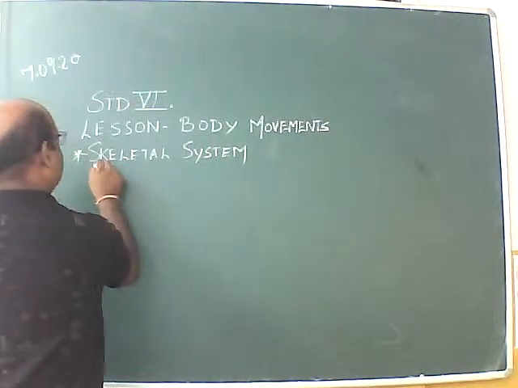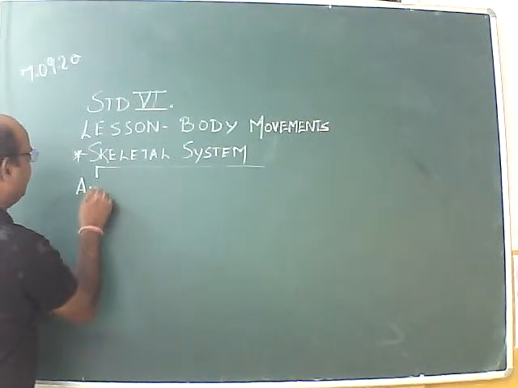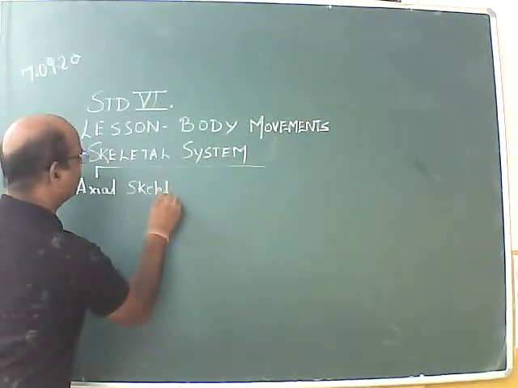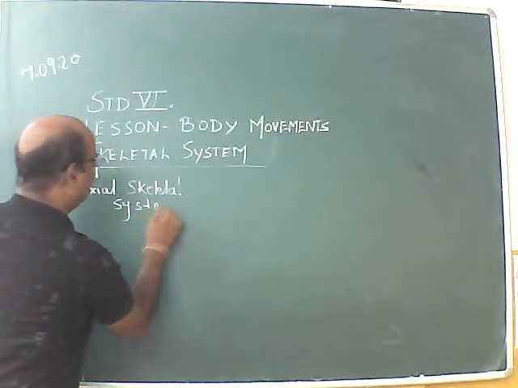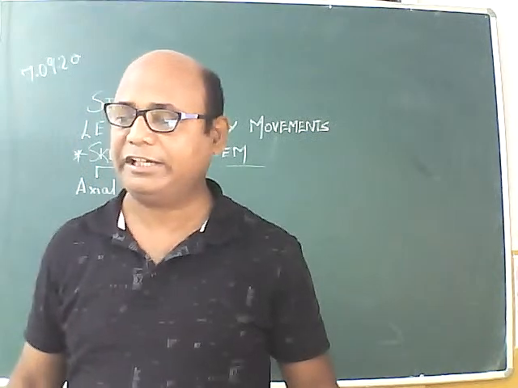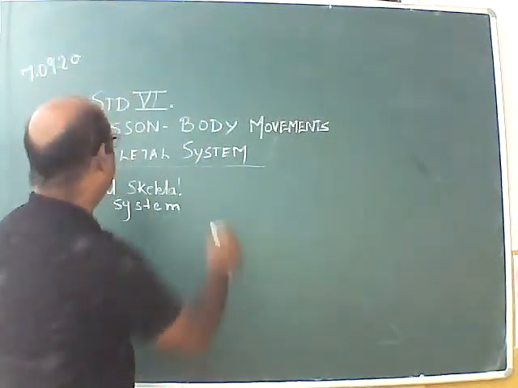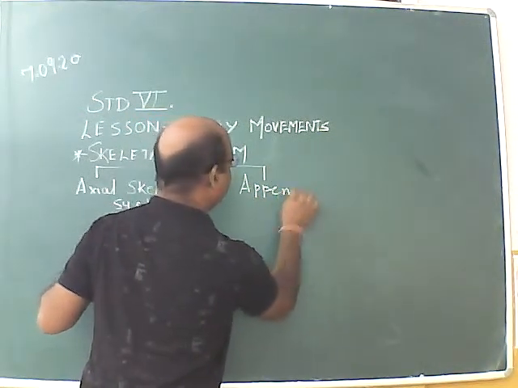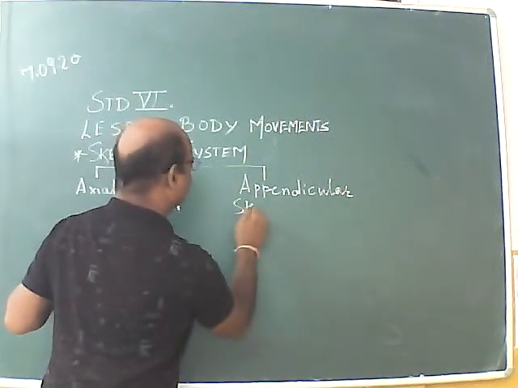So our skeletal system is first divided into two: axial skeletal system, and then sidewise there are hands and legs, that we are calling appendicular skeletal system.